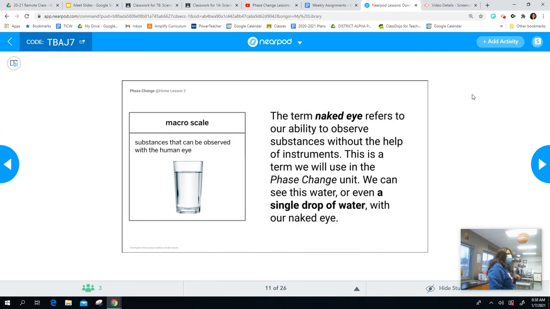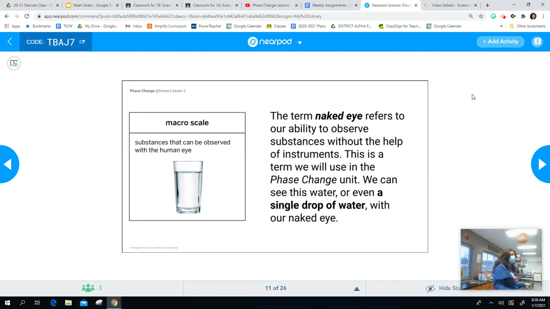The term naked eye, kind of silly, refers to our ability to observe a substance without the help of instruments. So our eyes are naked in the sense that we're not looking through a microscope. We don't have any tools to help us. This is a term we're going to use in the unit. We can see water or even a single drop of water with our naked eye.